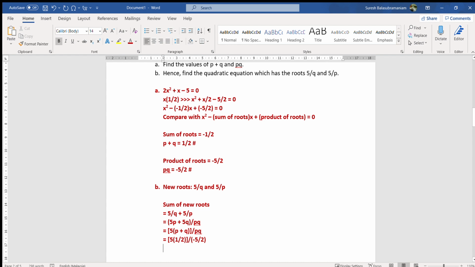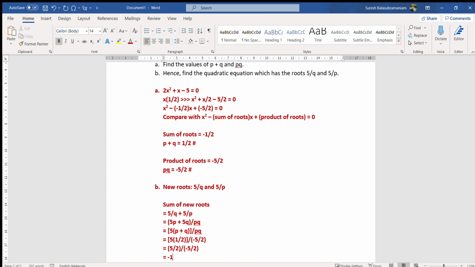So equals to, in bracket again, 5 over 2 over negative 5 over 2. So it is the same fraction, 5 over 2 divided by 5 over 2. Same fraction, but we have a negative, so we'll get negative 1. That is the sum of new roots.